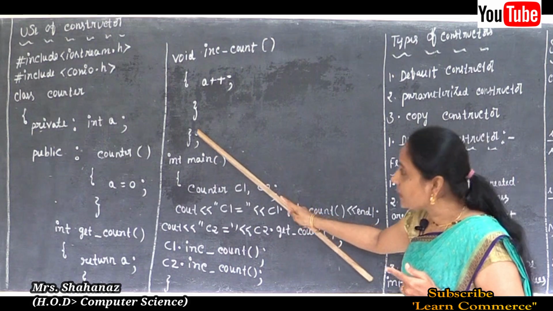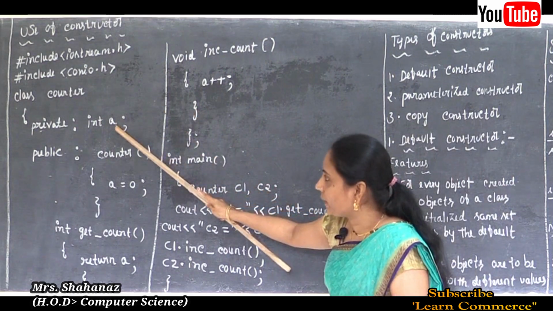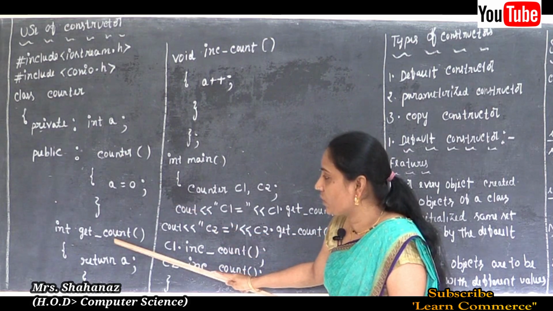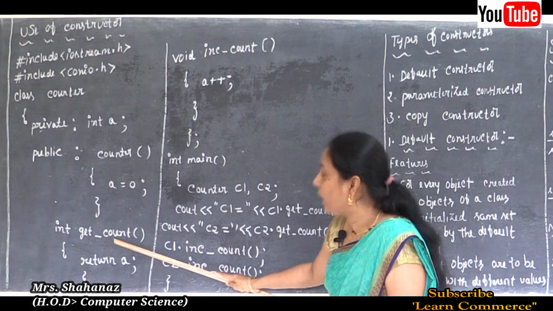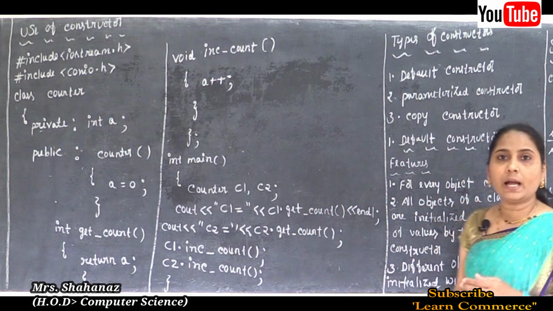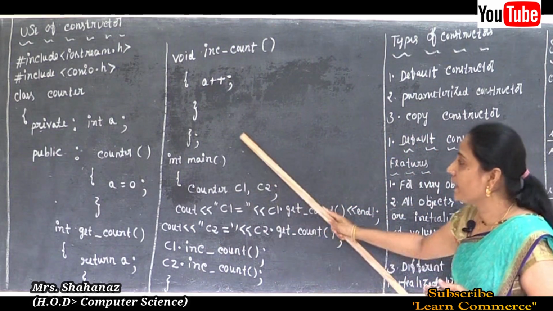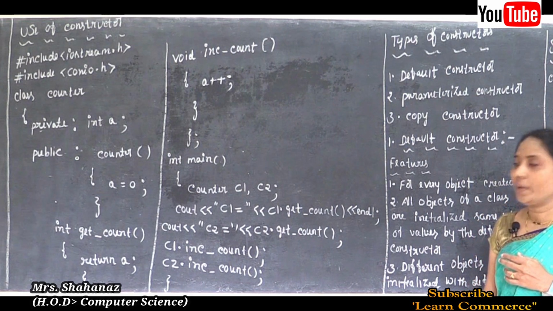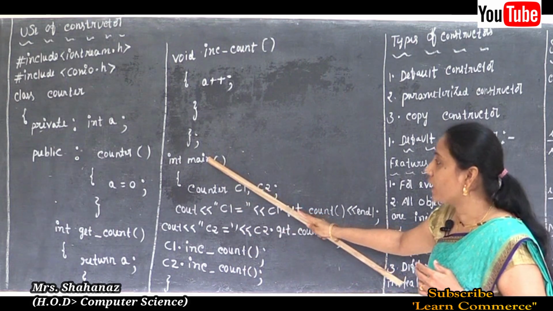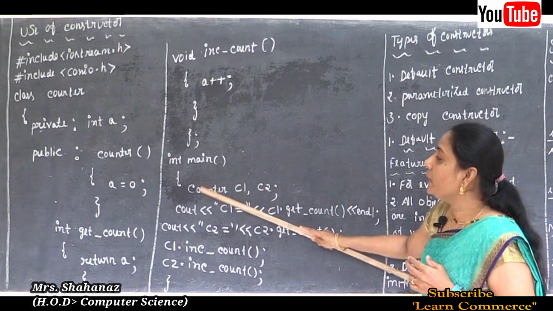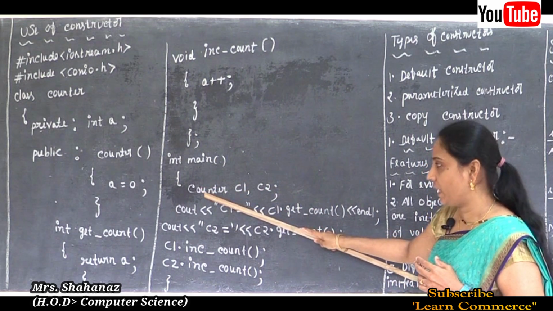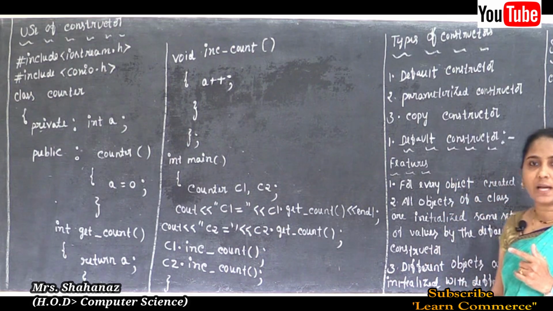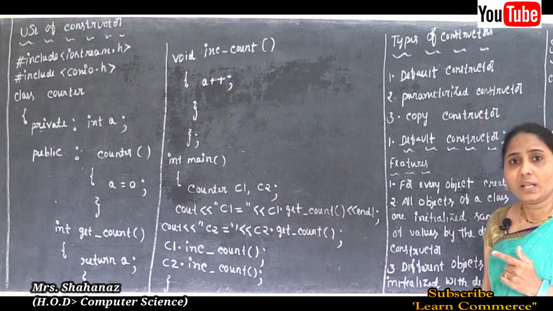Okay, so here we used one data member, and counter is the special member function, and the two member functions are get_count and inc_count. After that we are using the main function. In the main function, just by using the class name Counter, I am going to declare two objects.